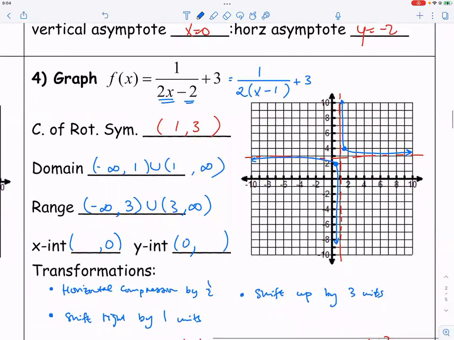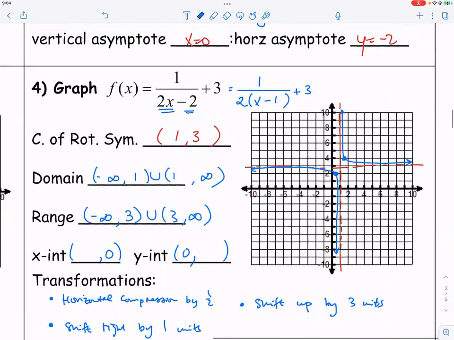Let's go ahead and find the y-intercept first. The y-intercept is a lot easier because we just have to put in 0 for x. So 1 over 2 times 0 minus 2, plus 3, which is negative 1/2 plus 3. Negative 0.5 plus 3, oh hold on, that's the y-intercept, right? 2.5. The y-intercept is (0, 2.5).